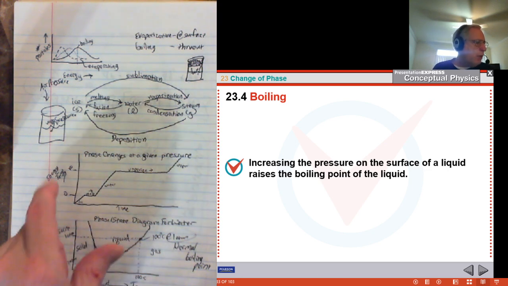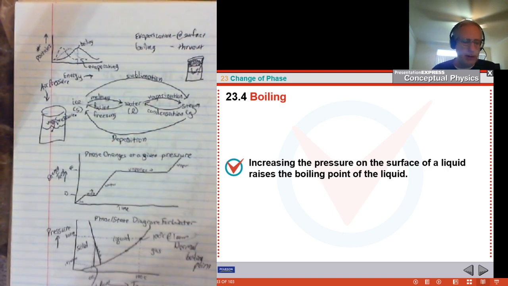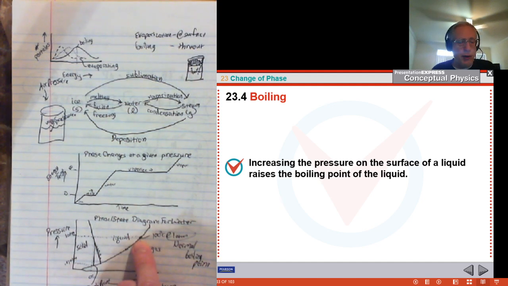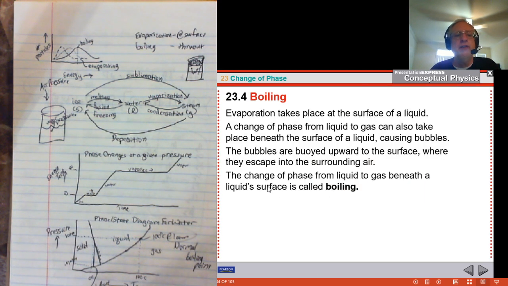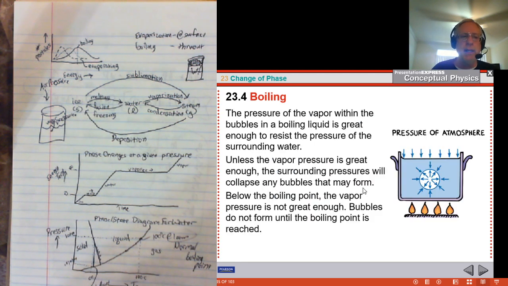Boiling happens when vapor pressure equals air pressure. There's one particular boiling point called the normal boiling point that happens at 1 atmospheric pressure, or 760 millimeters of mercury, or 101.3 kilopascals of pressure. So the change of phase from liquid to gas is boiling. And boiling happens everywhere. It happens throughout. Bubbles form, and as soon as that temperature is reached, that's when you start to boil.